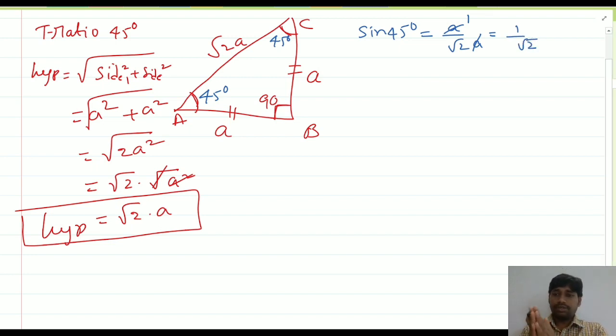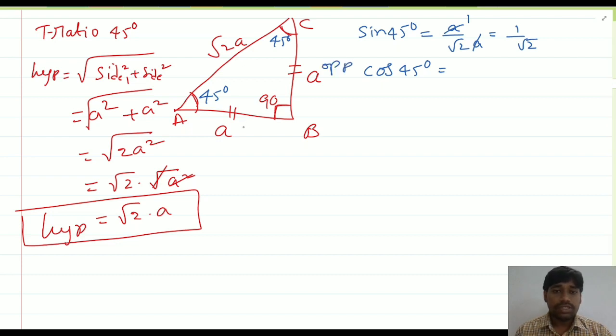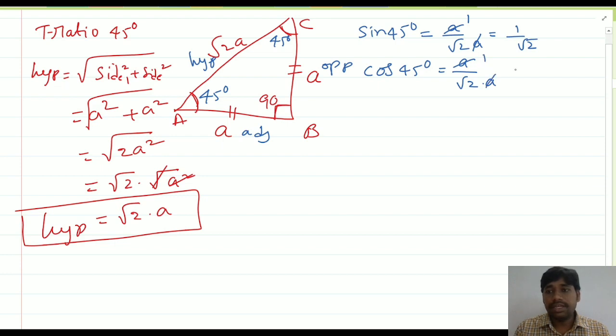Okay, my dear students, previously we have seen the logic, now we have seen how to calculate. Okay. Next, cos 45 you want. Cos 45 is adjacent by hypotenuse. This is the opposite we took, this is adjacent, this is called the hypotenuse. So it is A by root 2A. A gets cancelled. Then again we get 1 by root 2. So it means sin 45 as well as cos 45 are the same.